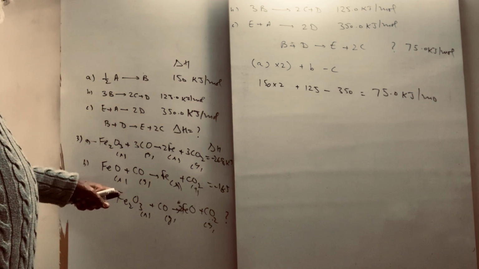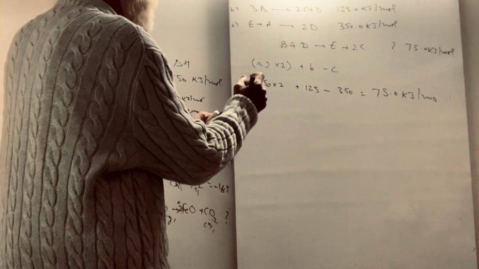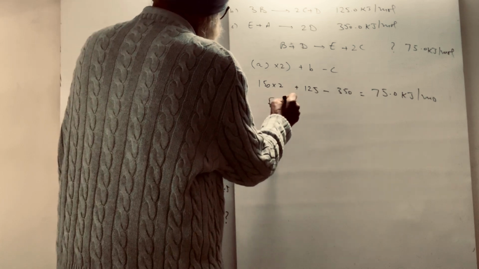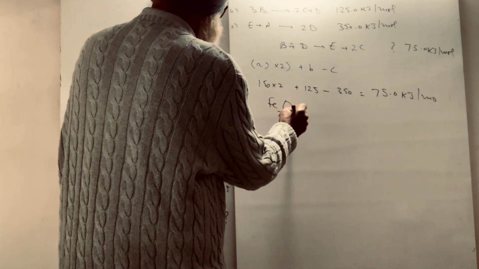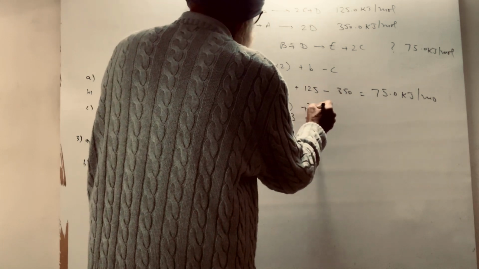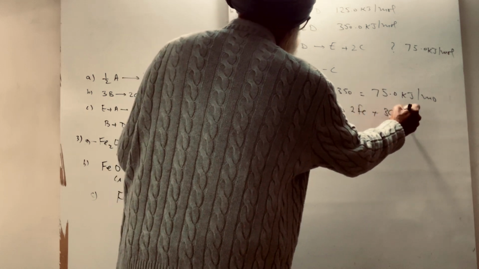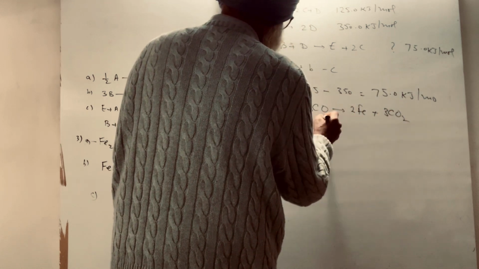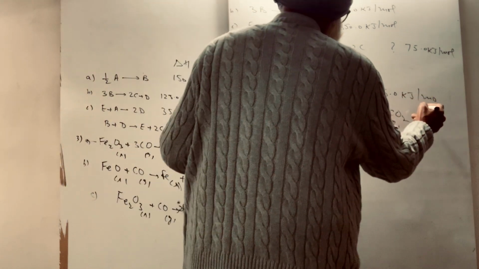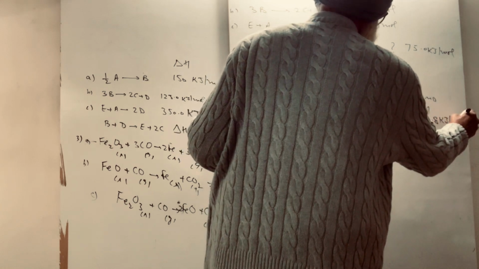So just see, we have the next question. This is the second question, with ferric oxide plus carbon monoxide giving you 2Fe plus 3CO2. This is solid, this is gas, this is solid, this is gas. Here delta H is minus 26.8 kilojoule per mole.